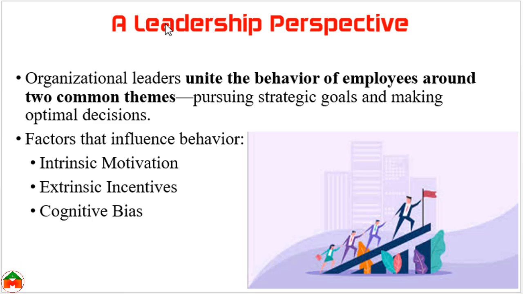The last perspective is the leadership perspective. Organizational leaders unite the behavior of employees around two common themes: pursuing the strategic goals and making optimal decisions. And whenever you are influencing the behavior, there are some factors which influence your decision, which are intrinsic motivation, extrinsic incentives, and cognitive bias. However, to be a successful manager, you need to consider all the 6 perspectives beyond your numbers.